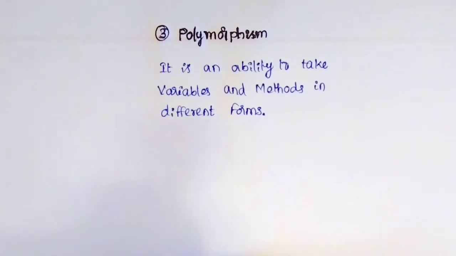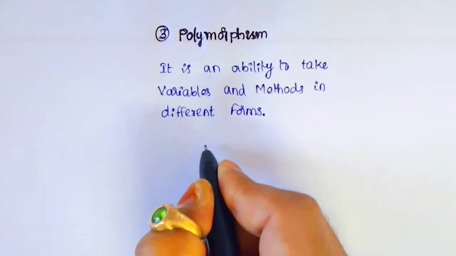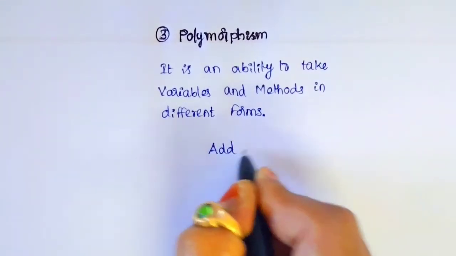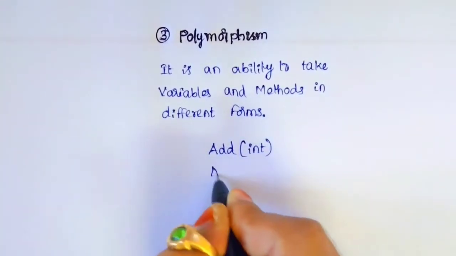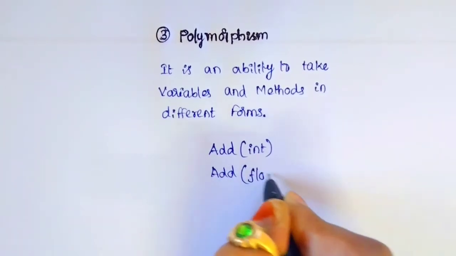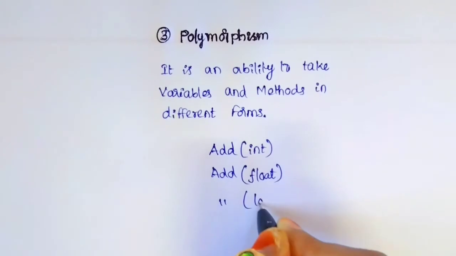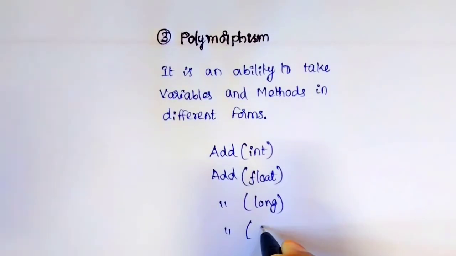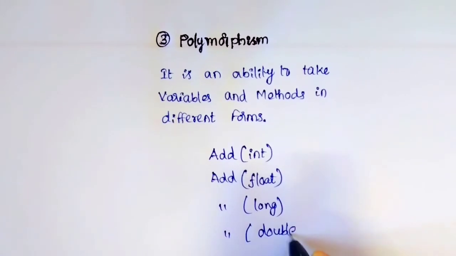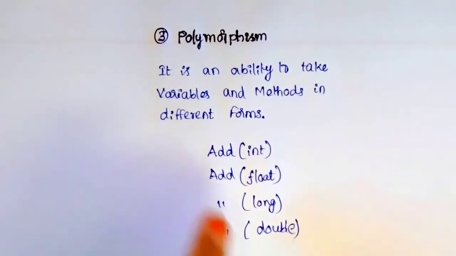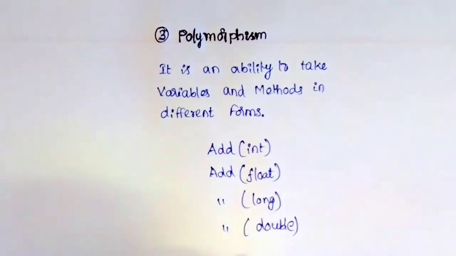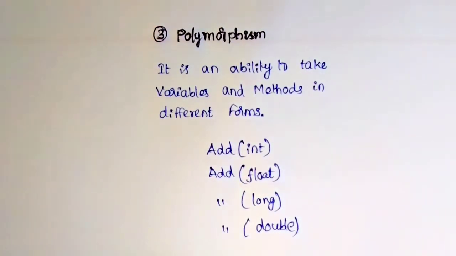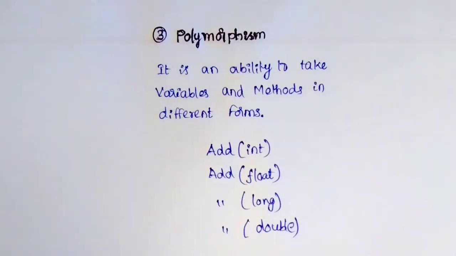Let's take an example, then we will get a clear idea. Take add integer, add float, long, and take another one, double. So here we are taking variables and methods in different forms. So this is about polymorphism. There are two types in polymorphism: compile time, runtime. But we are discussing only basic parts. We will discuss in depth in further videos.